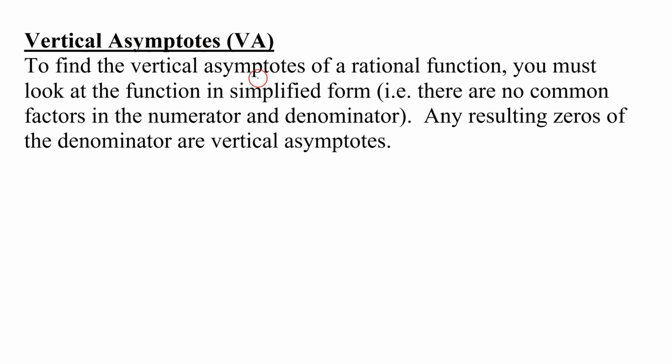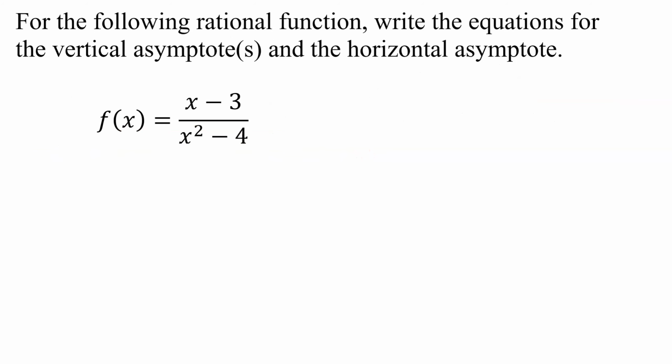To find the vertical asymptotes of a rational function, you must look at the function in simplified form. That means there are no common factors in the numerator and the denominator. Then any resulting zeros of the denominator are vertical asymptotes. So let's take a look at our function. We need to make sure that nothing reduces before we look for vertical asymptotes.